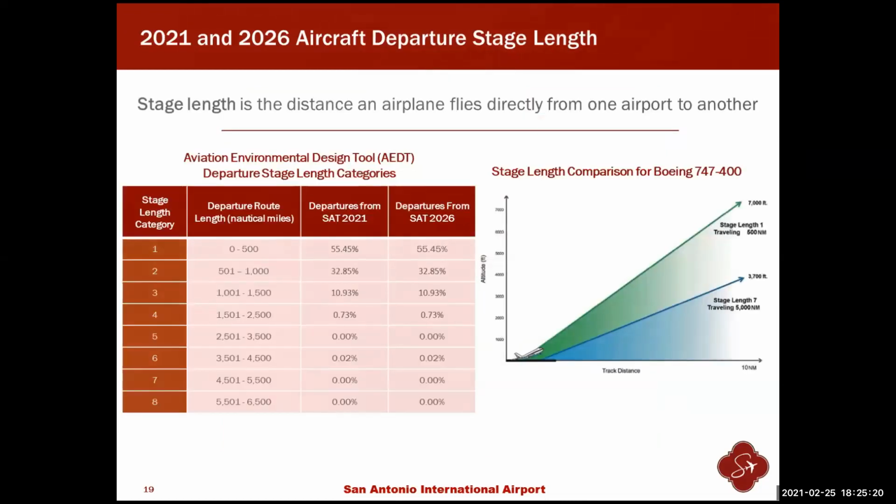Aircraft departure stage length is also an important factor affecting the size and shape of the noise contours. Stage length is the distance an aircraft flies from the airport to another airport. Shorter flights typically involve smaller and lighter aircraft and usually carry less fuel. As such, their departures are quicker and steeper, which means people on the ground are exposed to less noise for shorter periods of time. Generally, the larger the plane and the longer the stage length, the more noise exposure to people on the ground.